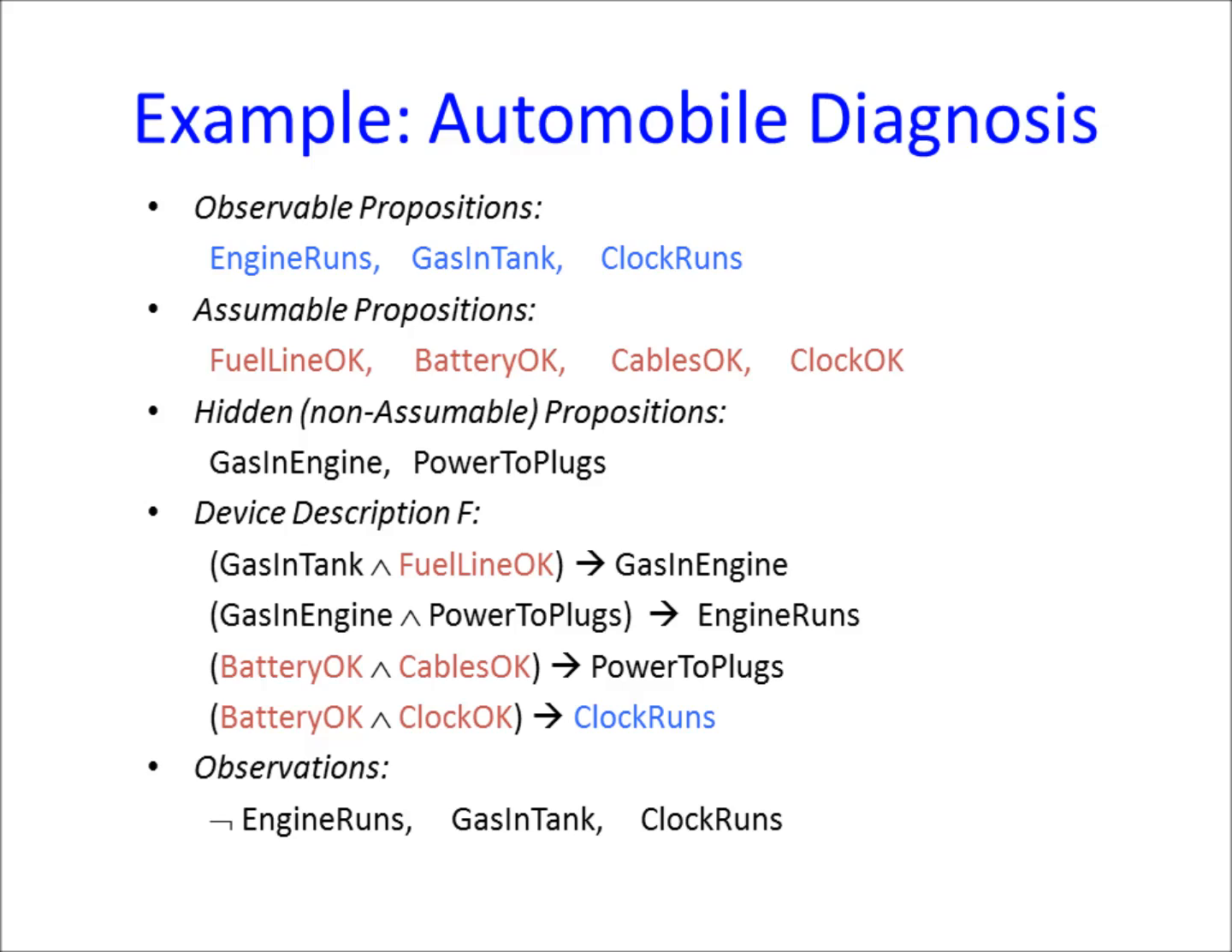If there is gas in the tank and fuel line is okay, then there will be gas in the engine. If there is gas in the engine and there is power in plugs, then engine will run. If battery is okay and cable is okay, then there will be power to the plugs. And if battery is okay and clock is okay, then the clock will be running.